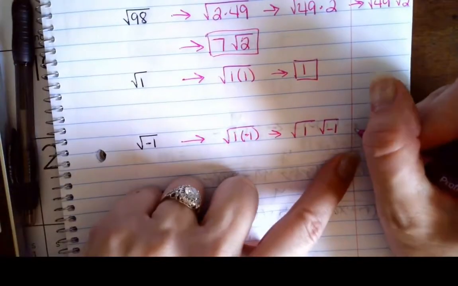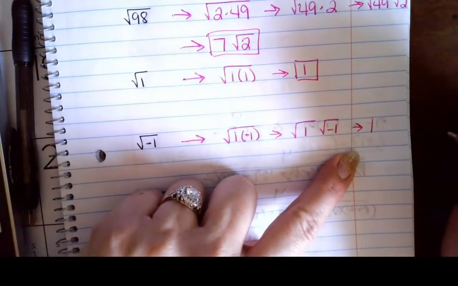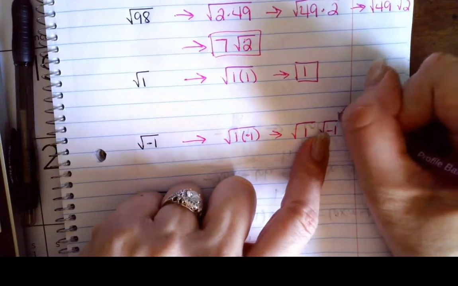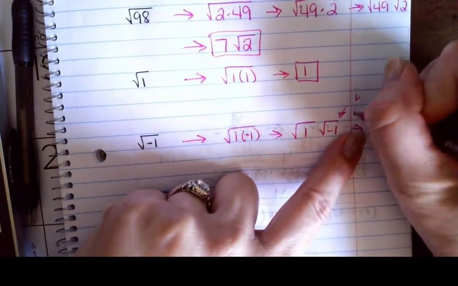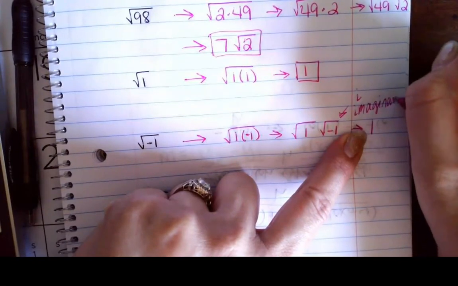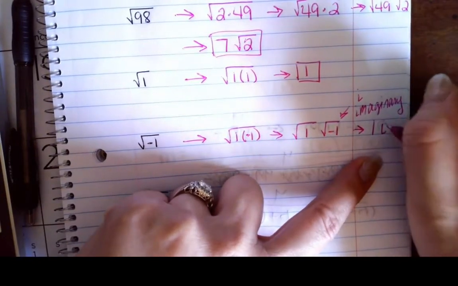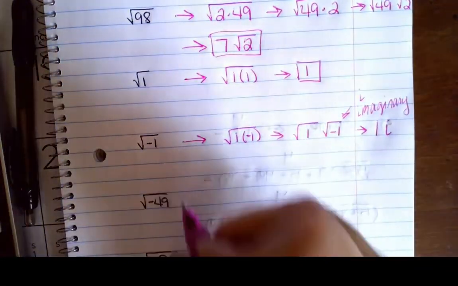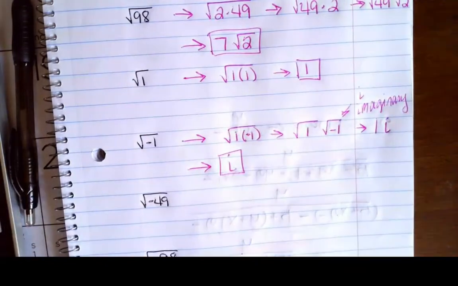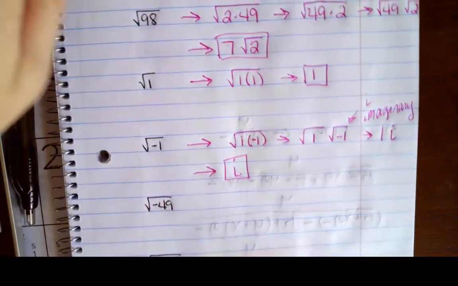Do I know what the square root of 1 is? I do. It's 1. And then we're going to use the square root of -1, and we're going to label it as i, which stands for the imaginary number. So it's the imaginary number. So I've got 1i. Well, when I simplify that, what is 1 times i? It is i.